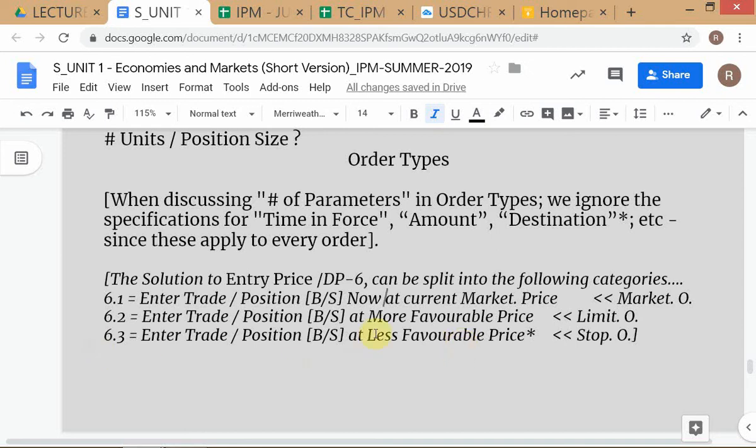But we did mention that if we enter via a stop order, then you would be entering at a price less favorable than the current market price. Do you remember this? Yes. Okay, we had the discussion. So market order and limit order, everybody understands by now? Yes. That basic limit order, I hope you're already using this in your trading.